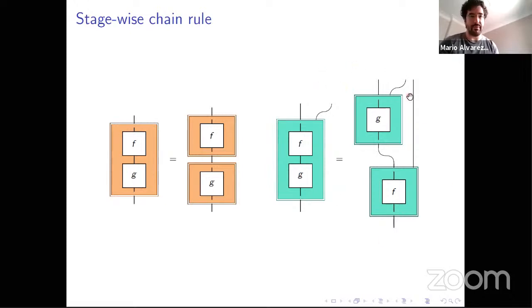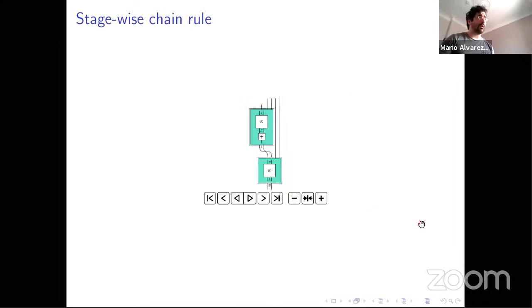And if you're at all familiar with those derivative categories, this will look very familiar because in fact, it is exactly the chain rule for reverse derivative categories. And the proof of that is very, very trivial. You can do it by induction on the complexity of the graph plus case analysis. This is simply one case.